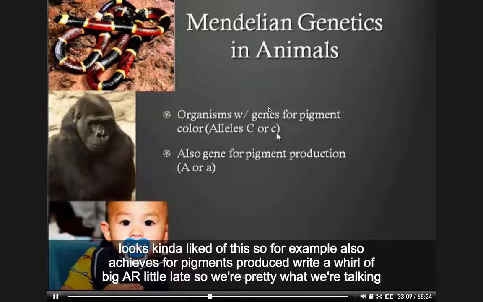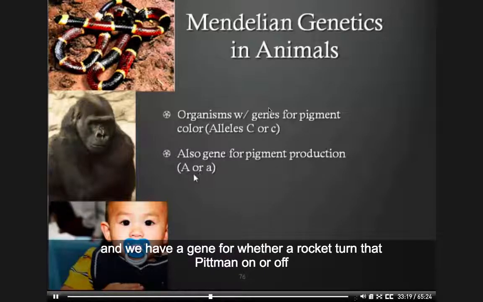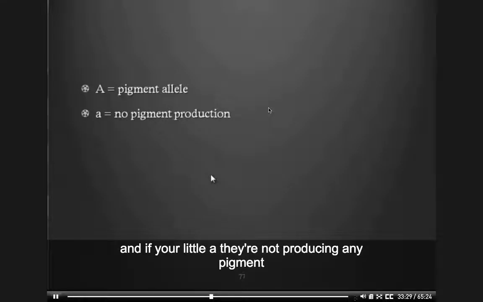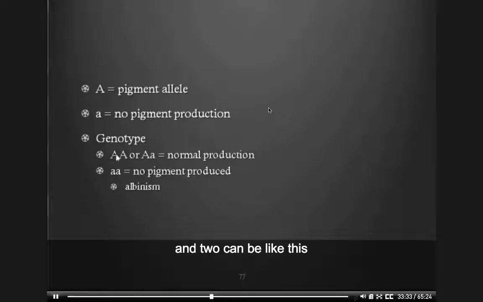So, for example, also genes for pigments produced, right? Big A or little a. So we're talking about two different things here. We have a gene for pigment, and we have a gene for whether or not to turn that pigment on or off. And it looks kind of like this. Here's your A, that's your pigment allele. And if you're little a, then you're not producing any pigment.